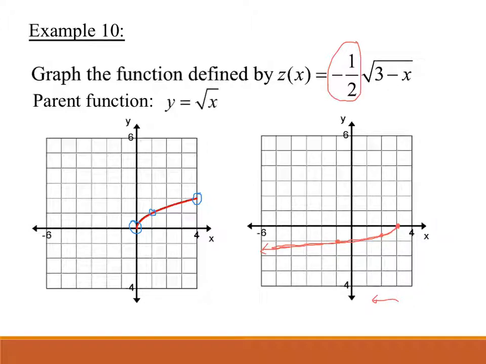Notice it's flipped and it starts on the negative side. It starts at 3 and goes to the negative. So in this case, we know what the domain is. The domain for x, right, is what? Negative infinity to 3. And it can be 3, right?